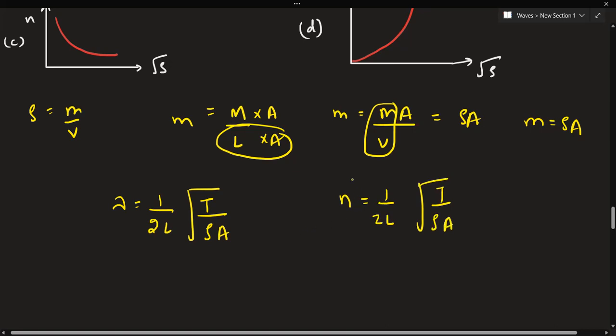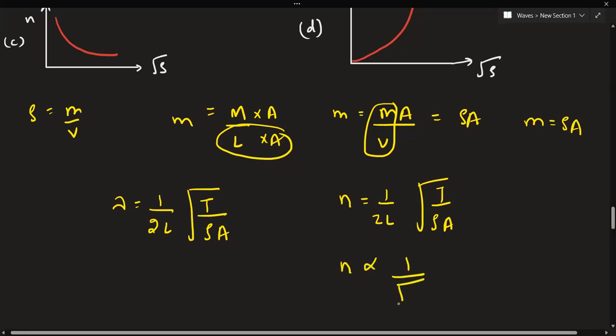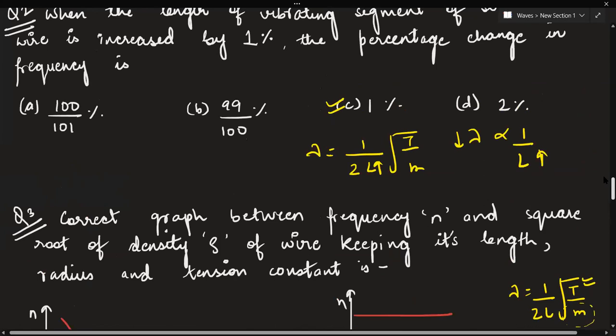So what is the relationship between N and the under root of rho? How are they related? Inversely proportional. So frequency is inversely proportional to the root of the density. Now look at these graphs A, B, C, D. If frequency and the root of density are inversely proportional to each other, which is the correct one? C, because it is inversely proportional. All right, note down these two questions as well.